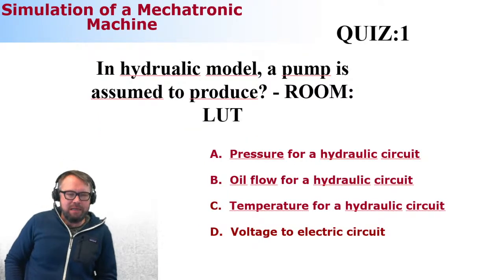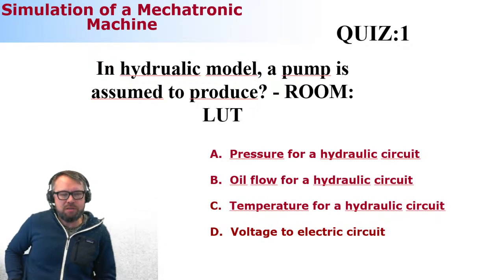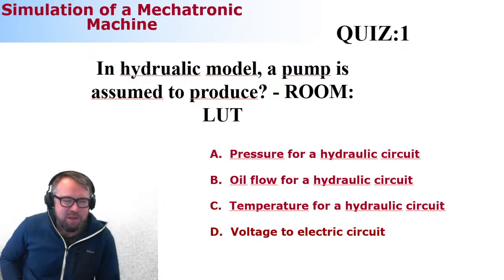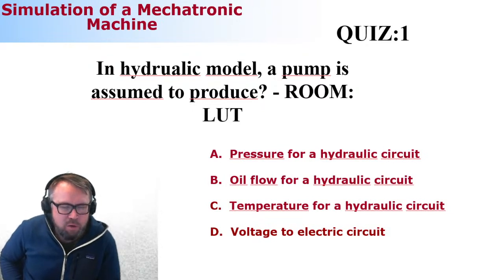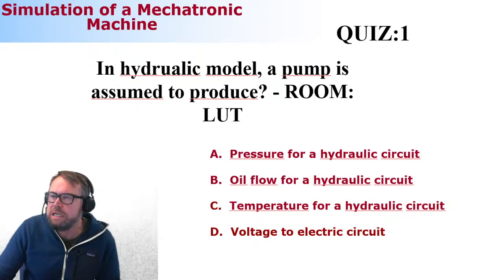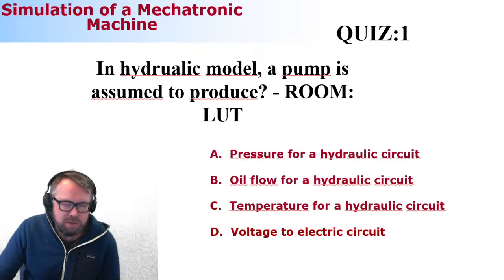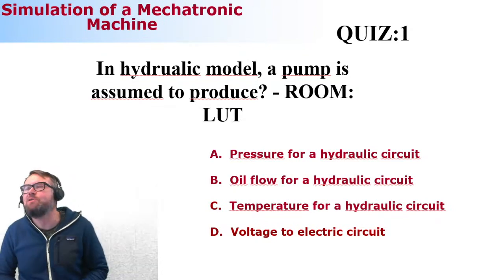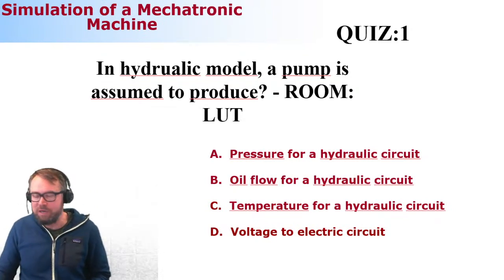Okay, so the first in-class squeeze of the day is this one. In a hydraulic model, a pump is assumed to produce what? Pressure for the hydraulic circuit, oil flow for the hydraulic circuit, temperature for the hydraulic circuit, or voltage to an electric circuit. So only one is correct. Which one is correct? Let me know.